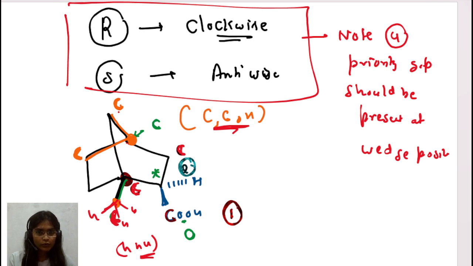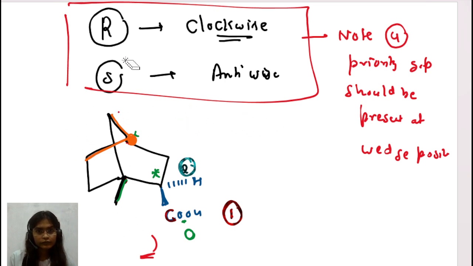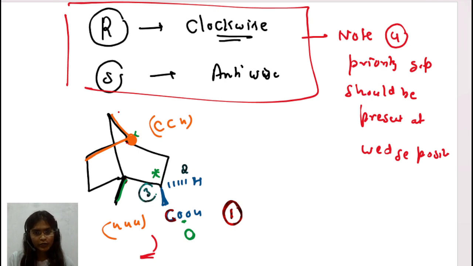Let me erase all the things so that you are able to understand only the important point. Here it is carbon, carbon, hydrogen, and here we get hydrogen, hydrogen and hydrogen. So this is the second priority one. This is the only thing we need to understand here, otherwise the question is easy. So 1, 2 and 3 there, and the hydrogen is a fourth priority group again.